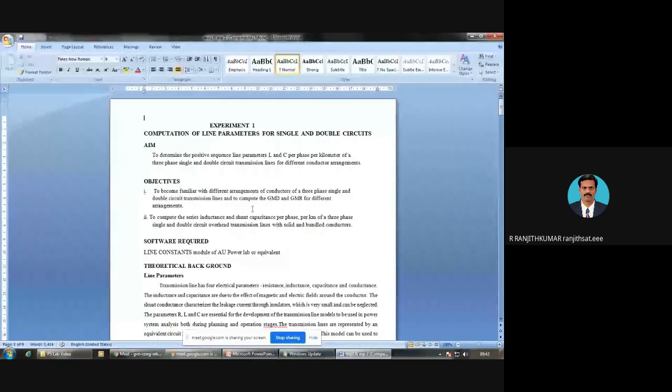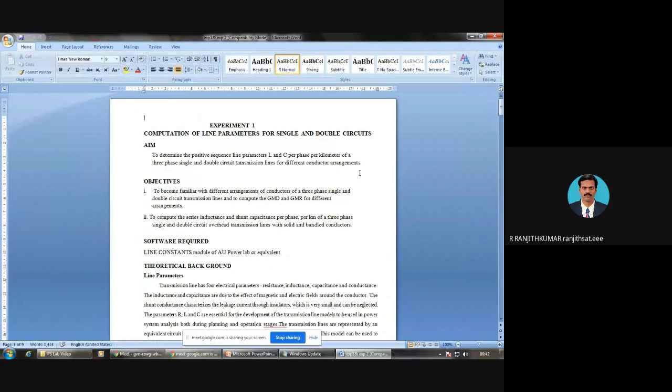Okay. Now, the Word document is visible. Yes, ma'am. So this is our first experiment, and this is the first experiment in your first cycle also. Computation of line parameters for single and double circuit lines. So we are going to calculate the line parameters in your transmission line.